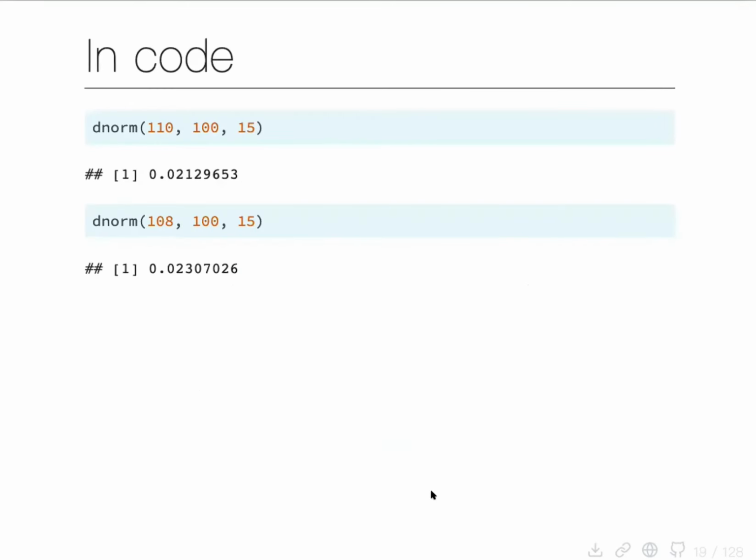In code, it's going to look like this: dnorm 110 with a mean of 100 and standard deviation of 15, and dnorm 108 with a mean of 100 and standard deviation of 15. You can see the two different likelihoods we get. The first is 0.021. The second is 0.023. So this one, 108, is more likely.